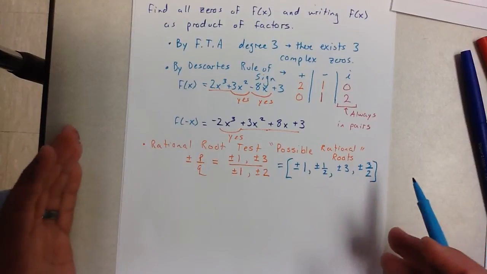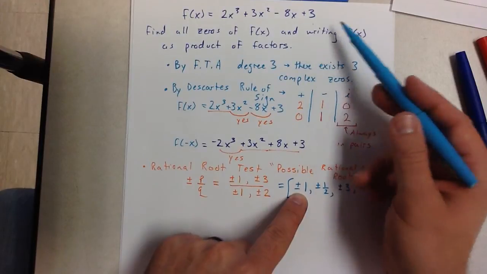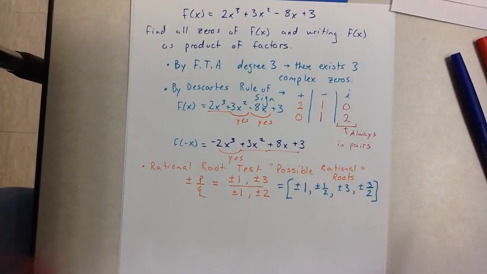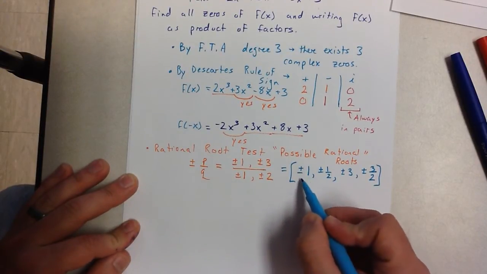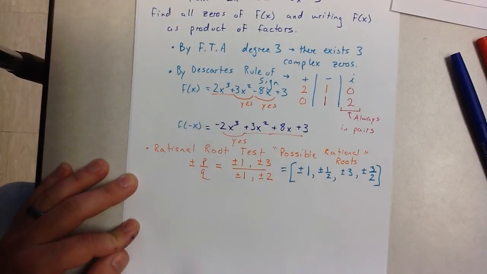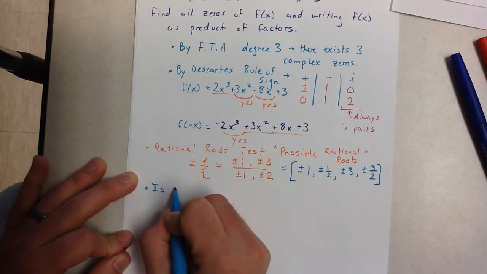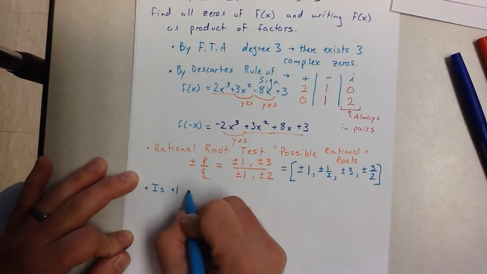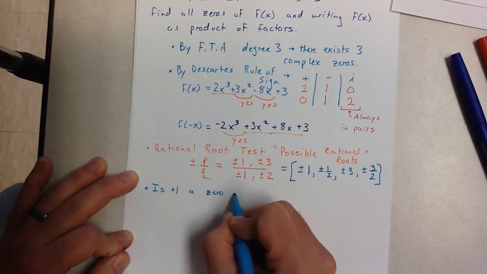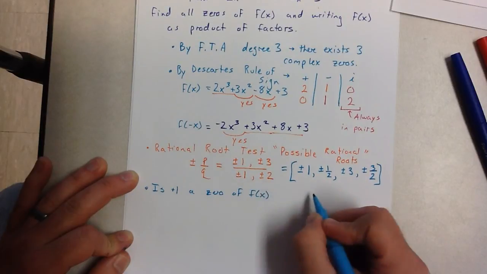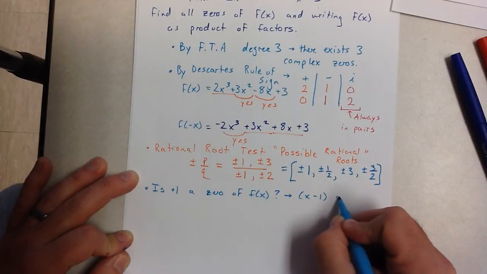But where do you begin? Could you just take each of these, plug them into your function, and hope you get 0 the first time? Yes, you could, but here's a suggestion I'll have for you. Because 1 will always be a possible root for most of these problems, we ask ourselves, is positive 1 a 0 of f of x? In other words, is x minus 1 a factor?